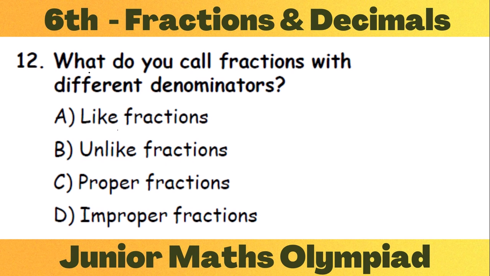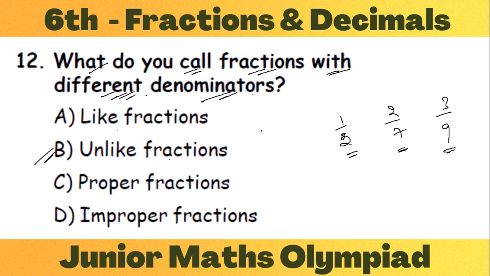Next children. So what do you call fractions with different denominators? If the denominators are different, then we call them as unlike fractions. They may be proper or improper, that we cannot tell. But if the denominators are different, we can surely tell that they are unlike fractions. So B option is correct.